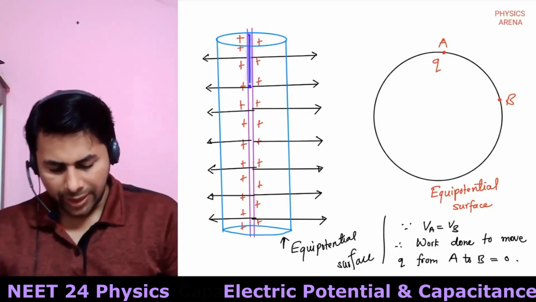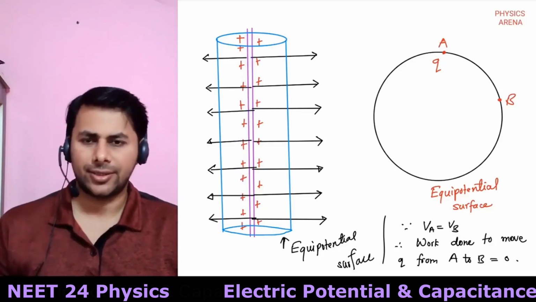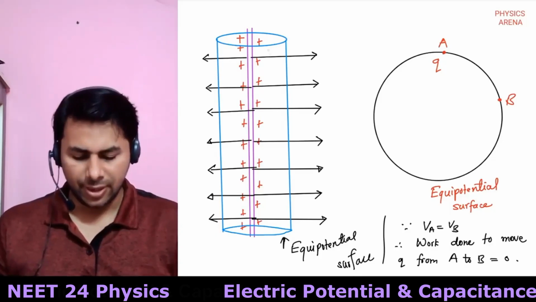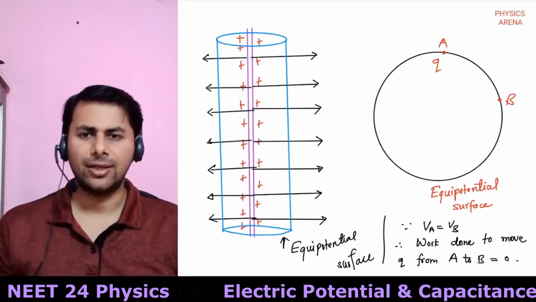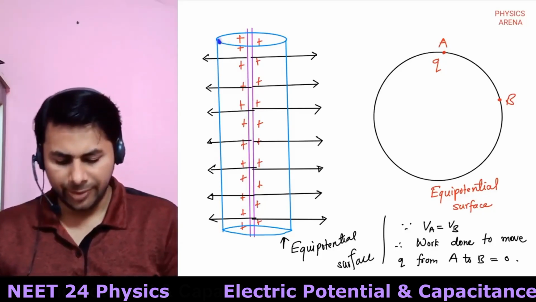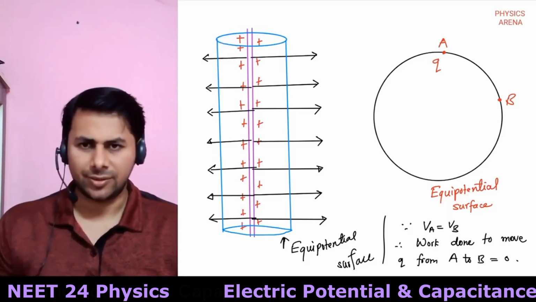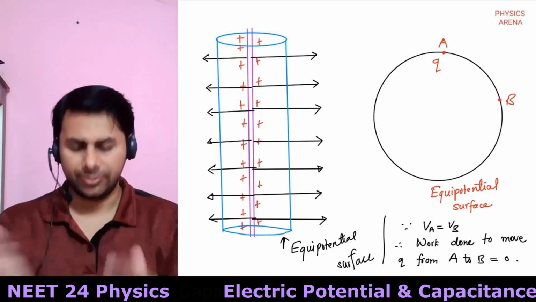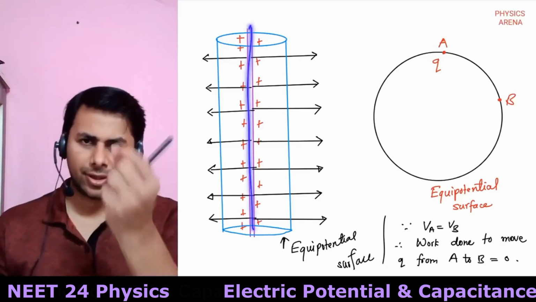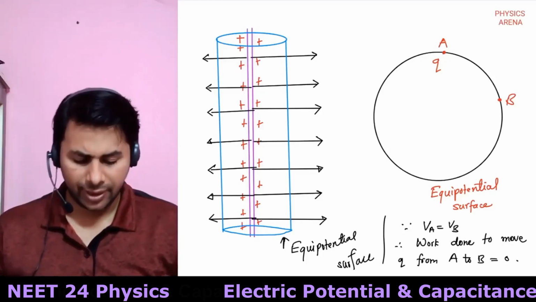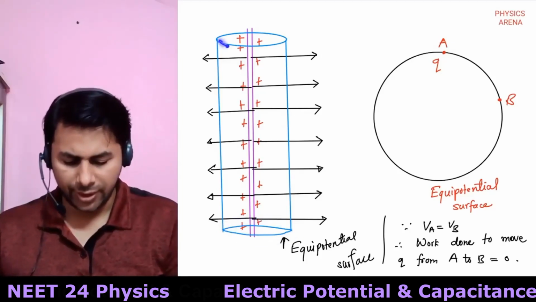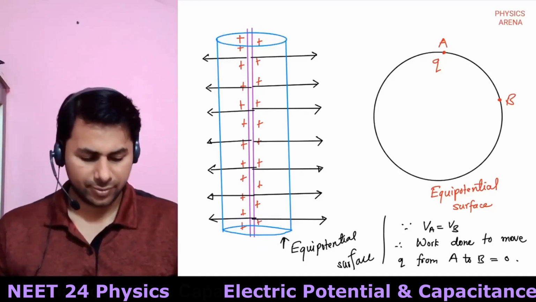So now suppose we have a linear charge like this. How will the equipotential surface for this kind of charge look? It will be a cylindrical surface. You collect all the points at the same distance from this linear charge, or charged wire, then these points form the equipotential surface for this linear charge.